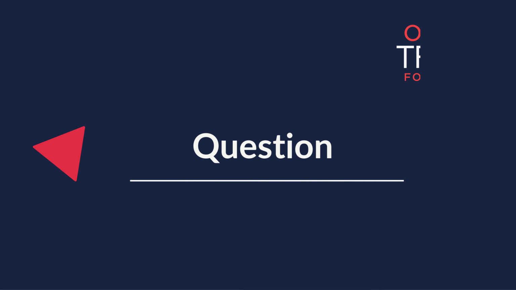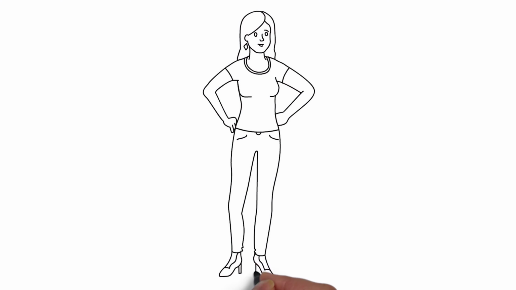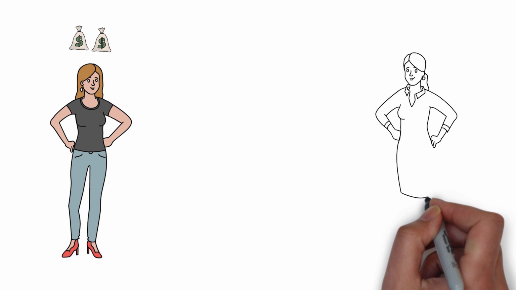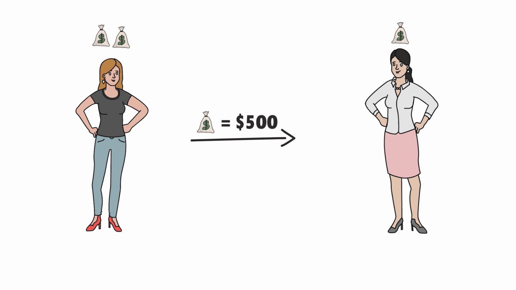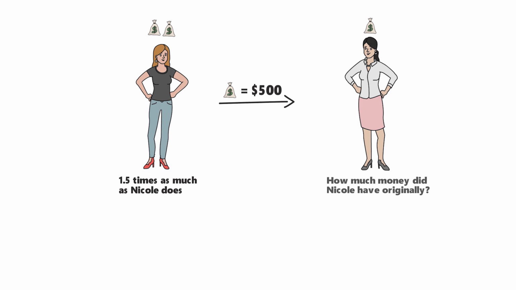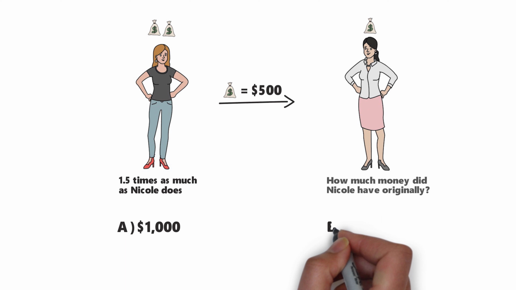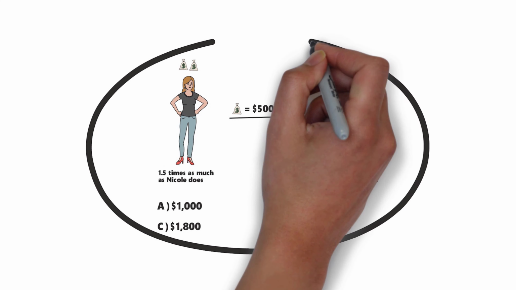Here's an interesting question which tests your understanding of money management as well as accounting. Sarah has twice as much money as Nicole does. After Sarah loans $500 to Nicole, she will have 1.5 times as much as Nicole does. How much money did Nicole have originally? And you're presented with 4 different choices. Choice A, $1,000. Choice B, $1,500. Choice C, $1,800. And choice D, $2,500.